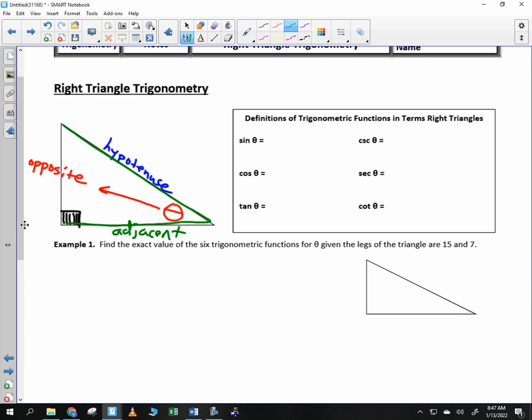There's an acronym that we've developed in order to talk about solving right triangles and these relationships. And it is SOHCAHTOA.